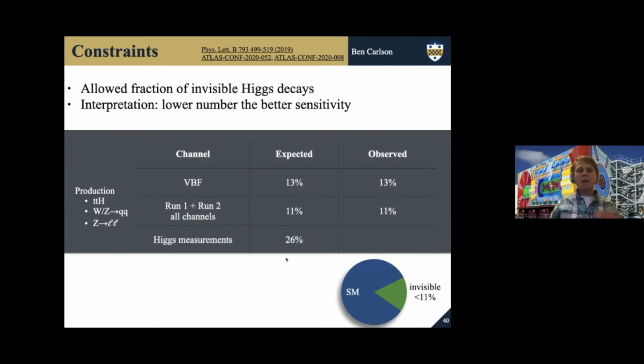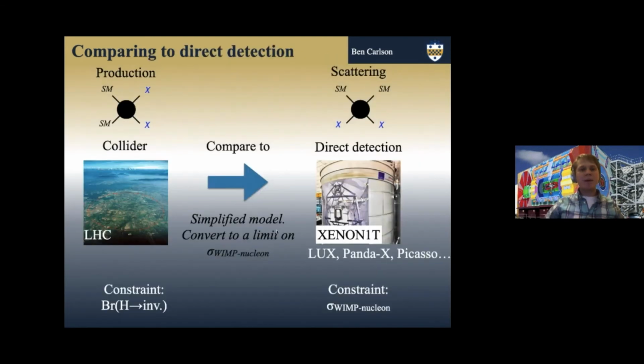So now I want to set this in a slightly different context and compare it to other kinds of experiments, in particular what we call direct detection. I focused on the left-hand case here, where you have standard model particles. They interact, for example, through a Higgs-mediated dark matter. We make them with a collider. We constrain the branching fraction of Higgs to invisible decays.